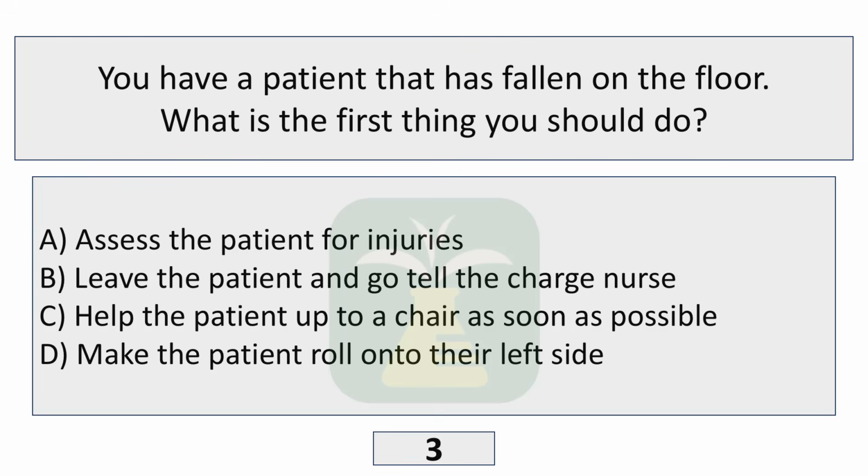You have a patient that has fallen on the floor. What is the first thing you should do? A. Assess the patient for injuries. B. Leave the patient and go tell the charge nurse. C. Help the patient up to a chair as soon as possible. D. Make the patient roll onto their left side.